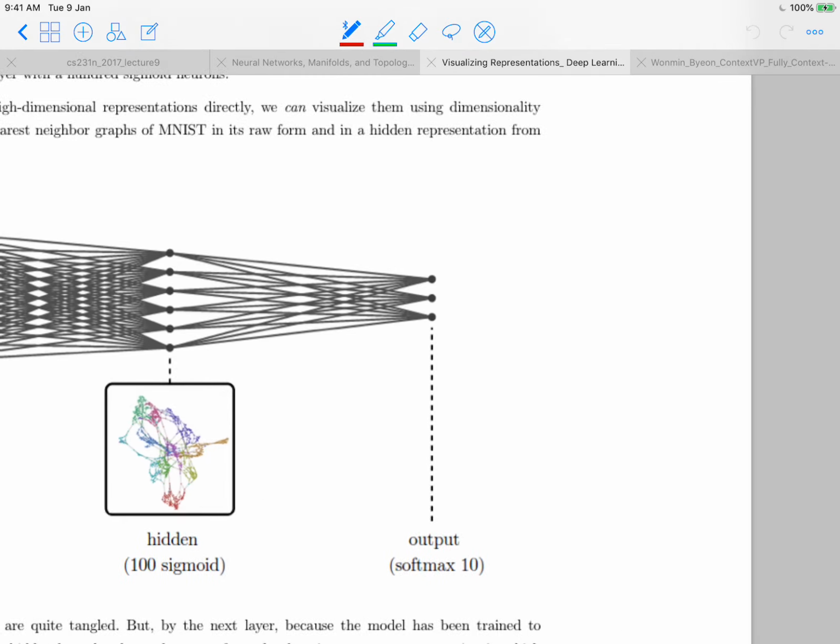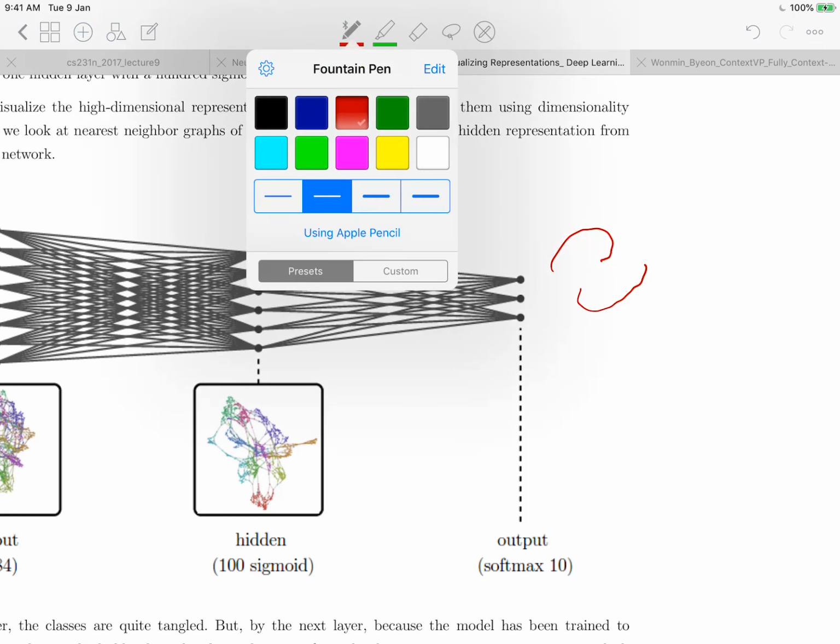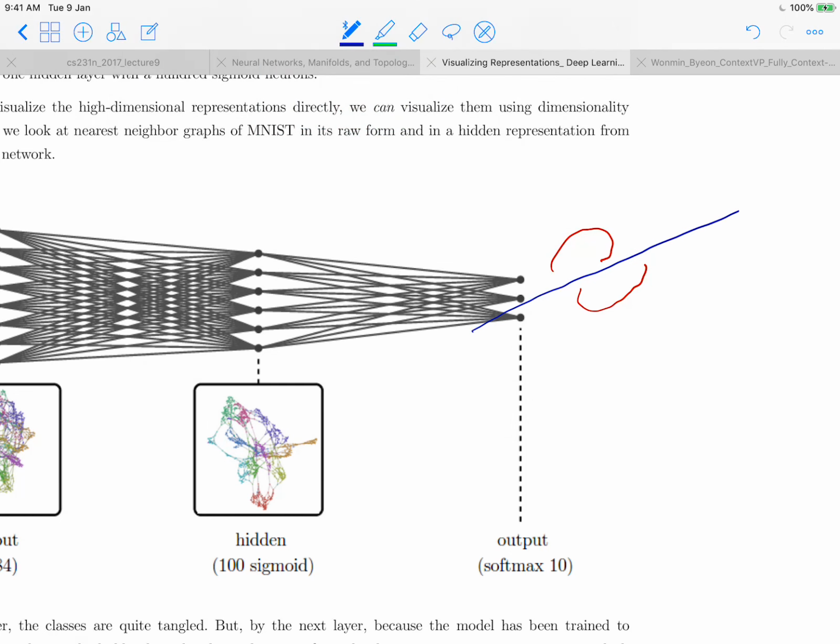So if we squash it like this, we can still form a nicely linearly separable line, given that kind of warped or squashed feature space. So that is the effect of the nonlinearity.